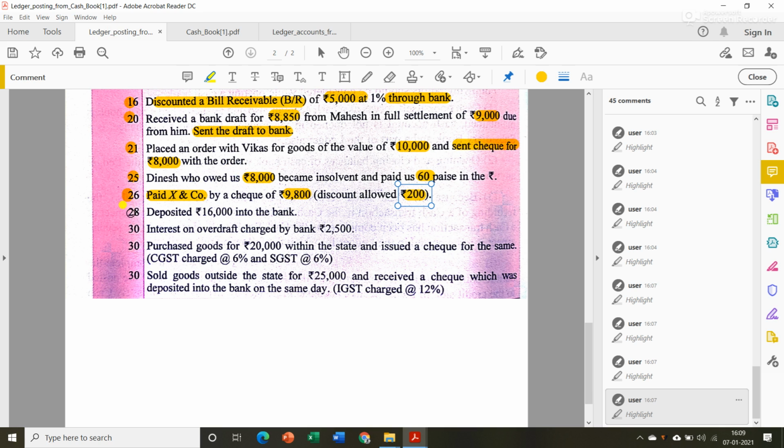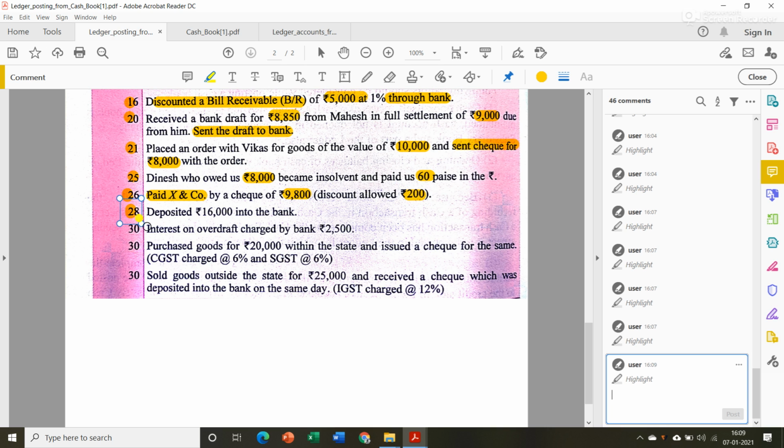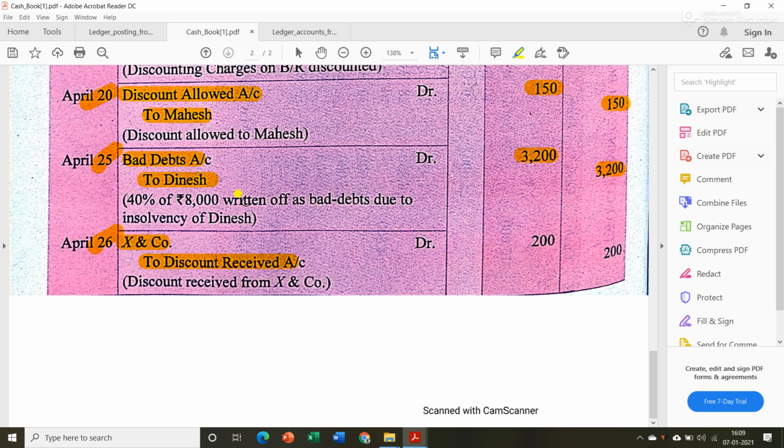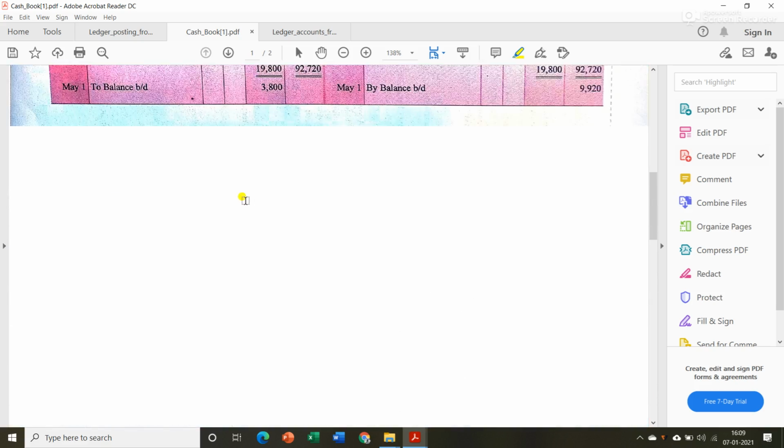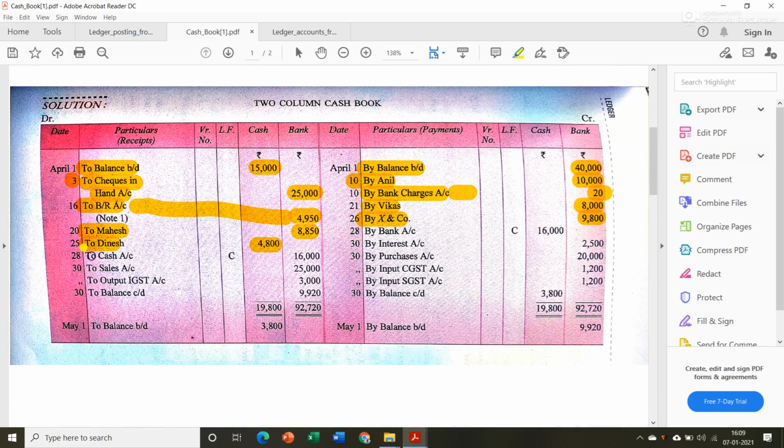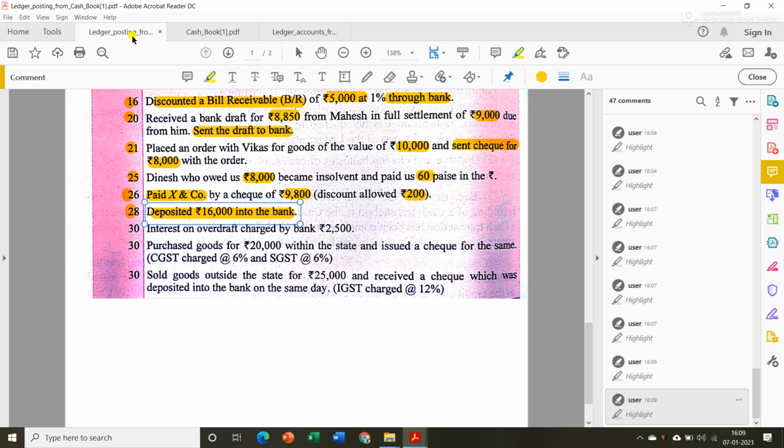Let us see the next transaction. On April 28, deposited 16,000 into the bank. That means we took out cash and deposited it into the bank. So this is a contra entry. I hope you know the contra entries. For contra entries we don't need to record in the ledger. Now simply moving on to the next transaction.